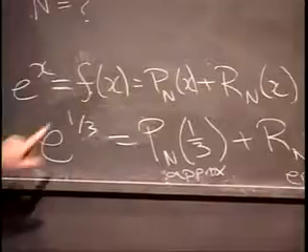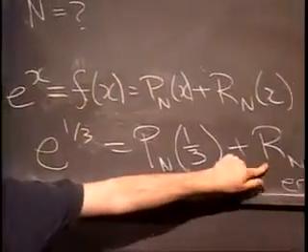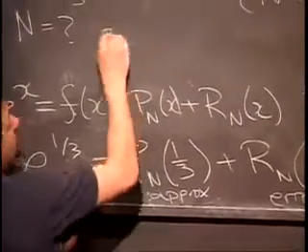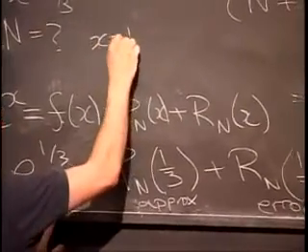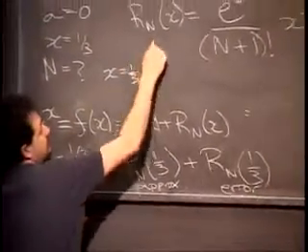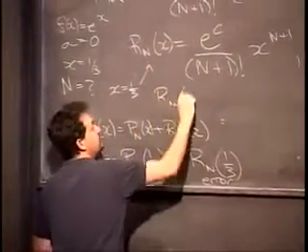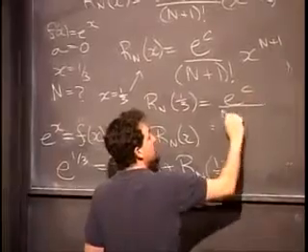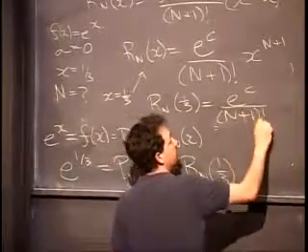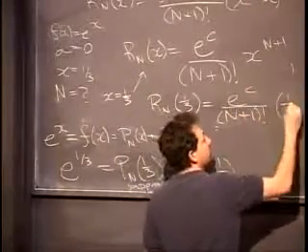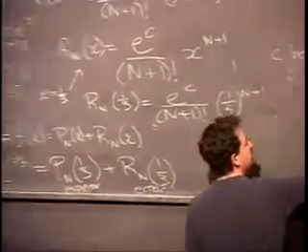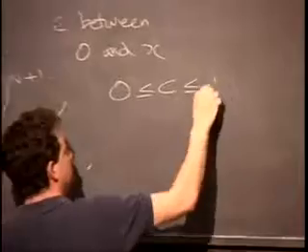Okay, so actually, since the error is Rn of 1/3, we need to put x equals 1/3 up here, and you get Rn of 1/3 is e to the c over capital N plus 1 factorial times 1/3 to the n plus 1, and we know that c is between 0 and 1/3.